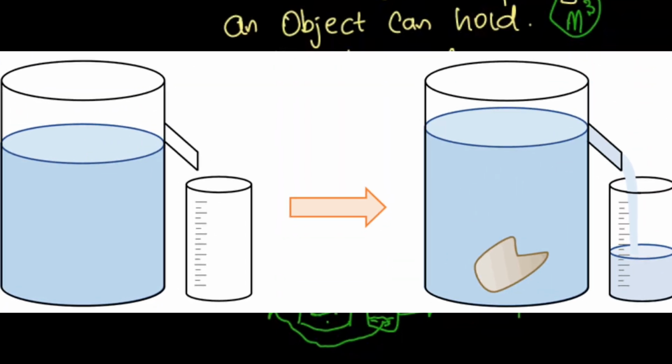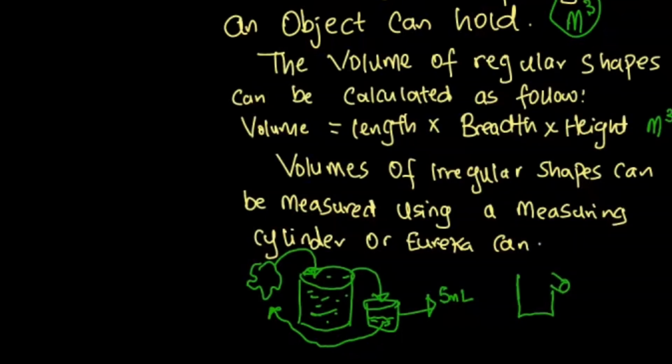Or we can use what we call a Eureka can. A Eureka can is just a modification of a measuring cylinder. So it is shaped like this. There's an opening around here, then it is filled with water. Then when I drop a stone into it, and there is a receiving can, water will flow out into the can. So the volume of water that flowed out is equal to the volume of the substance you have dropped. So that is how we measure volumes of irregular objects.